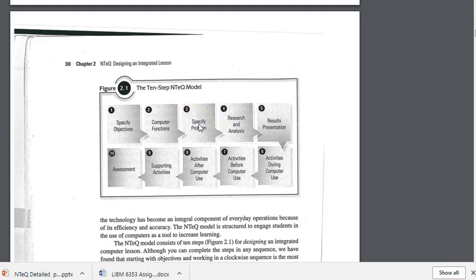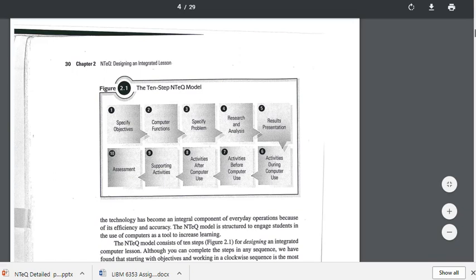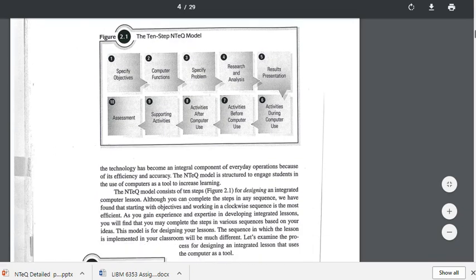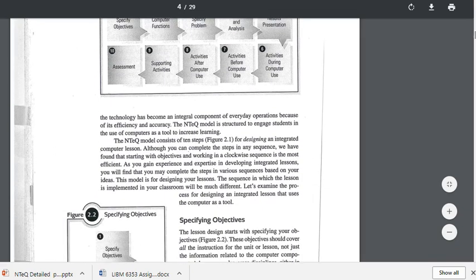Then you'll specify the problem. They'll go through the research and analysis. You've got the results presentation. You have activities during the computer, activities before the computer is used, activities after. Then you're going to come up with your supporting activities, and then finally make sure that it matches with some type of assessment. It doesn't have to be a big test at the end.